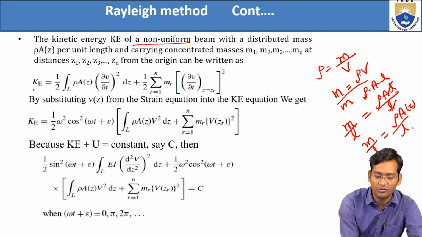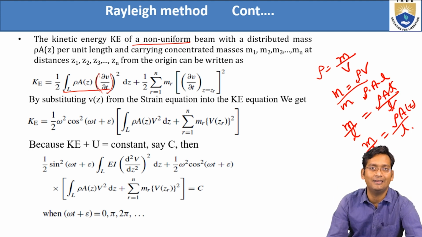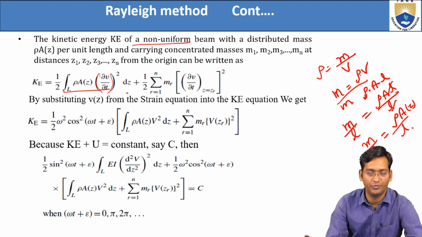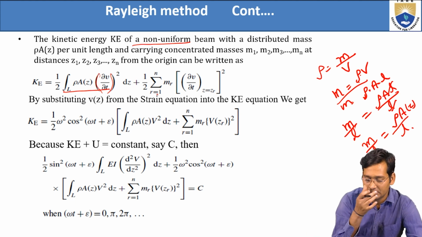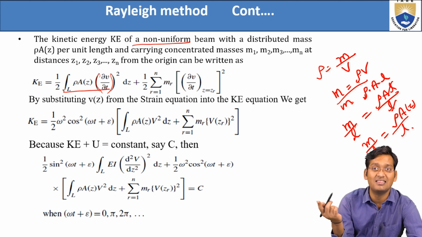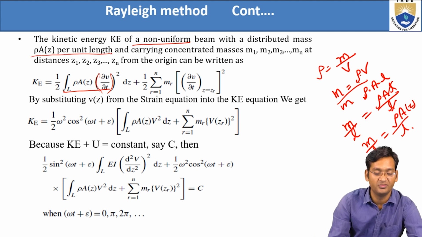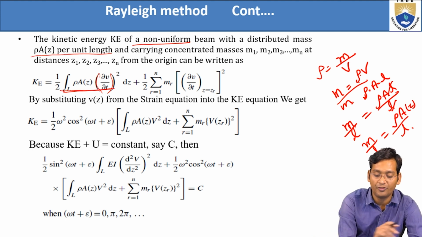So KE is half m v square. Here m is rho A dz and v square is del v by del t square. So half m v square plus, this is the mass per unit length, but because of the masses at those points also there is kinetic energy. So this is the mass of the beam, right? This is the kinetic energy of the beam.